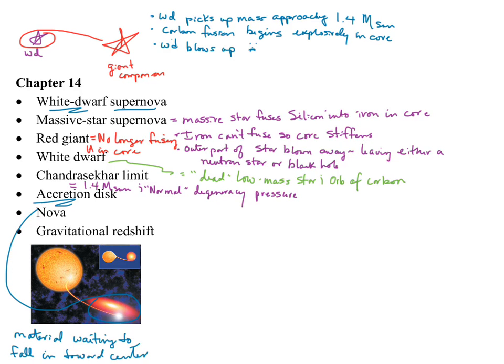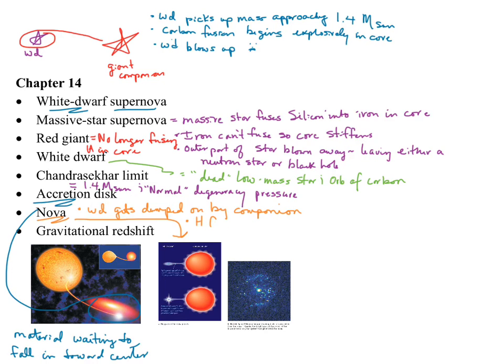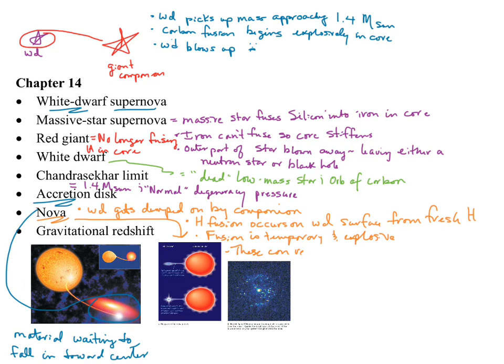Nova events, those also are with white dwarfs. Okay, but in the case of a nova, the white dwarf does not blow up. Simply, it gets enough fresh hydrogen to begin a little bit of nuclear fusion. And the cool thing about nova events is that the white dwarf is left intact. So these can reoccur.